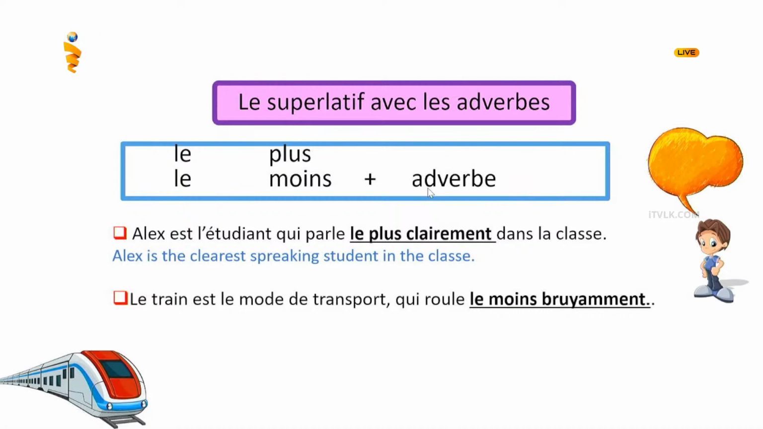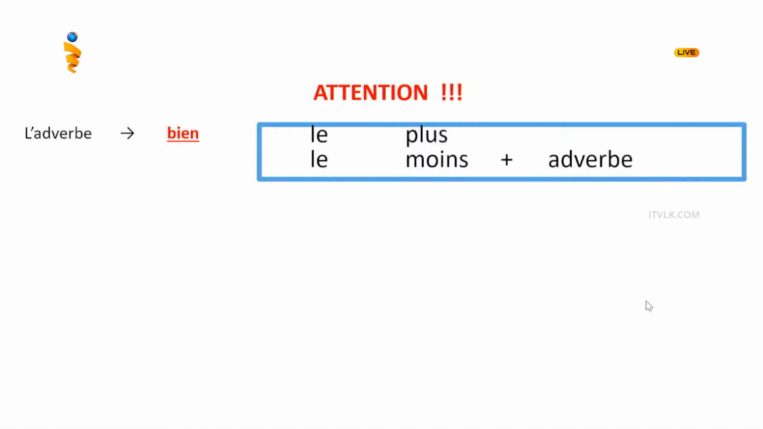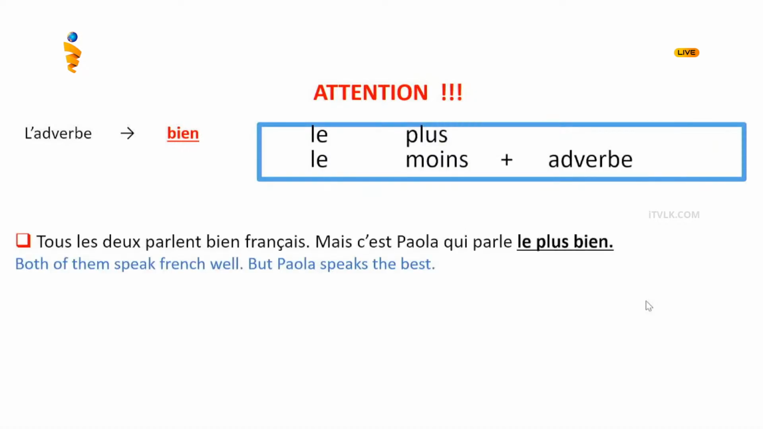Then le train est le mode de transport qui roule le moins bruyamment. Okay, le moins bruyamment. So you are having le, moins, and the adverb. So that is with an adverb. Even there, can you remember the exception we followed with comparative? You have the same thing here with superlative as well, the adverb bien. So, tous les deux parlent bien français. Both of them speak French very well. Mais c'est Paola qui parle le plus bien. But Paola speaks the best. So, le plus, no, le mieux. C'est Paola qui parle le mieux.